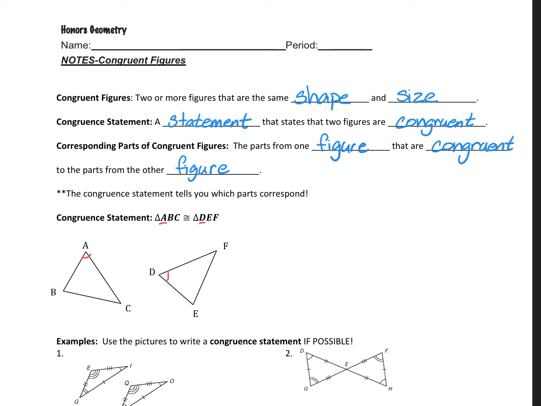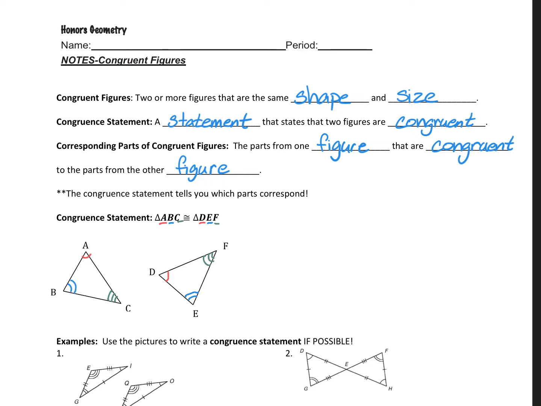We're going to go through and mark all of our corresponding parts here. A is congruent to D, and then because B is next on the left and E is next on the right, that means that B is congruent to E. This time I'll give it 2 congruence marks. And then lastly, C is congruent to F. Okay, well that's all our congruent angles.